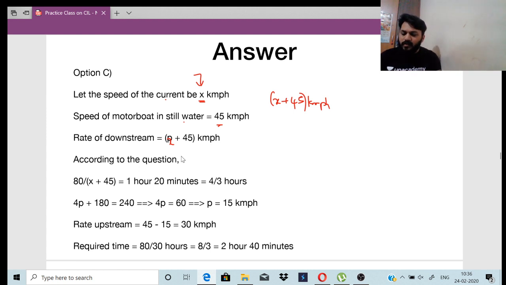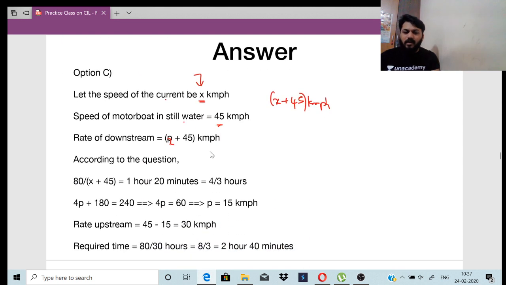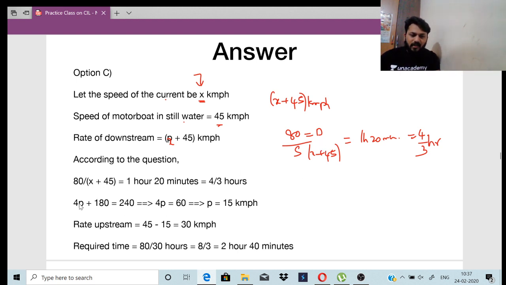According to the question, what they have told, it completes the stream in 1 hour 20 minutes, right? That is 80, right? What is 80? 80 is the distance divided by speed, which is x plus 45, is equal to 1 hour 20 minutes. Writing 1 hour 20 minutes in form of fractions, 4 by 3 hours, है ना? So now you'll get an equation here, right? So sorry, I have written everywhere as p.